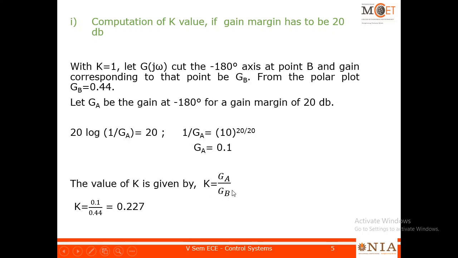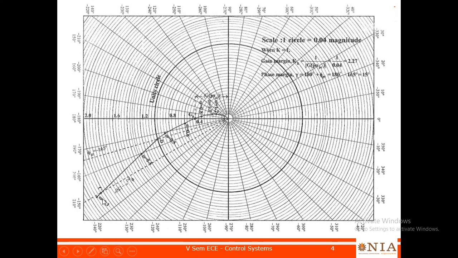Then you should ask me a question: how to find this GB, that is, the gain at point B and the gain at point A. The gain at point B is very simple. You have to take the K equal to 1 graph where the particular plot cuts the minus 180 degree line. Here this gain is called GB, the gain at point B.